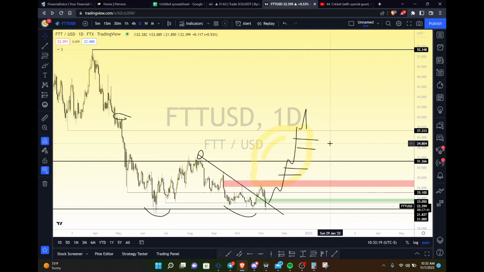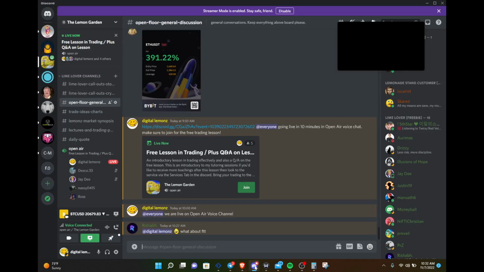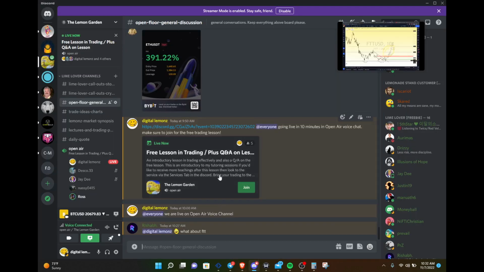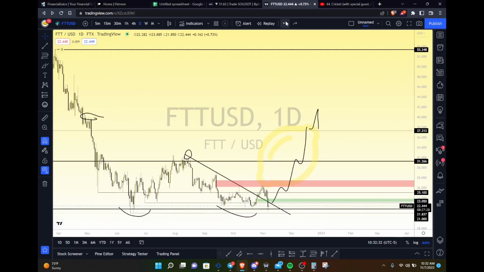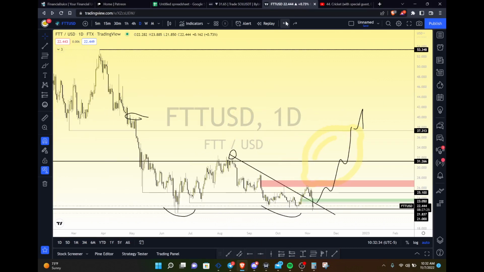But hey, Lemons. Yeah, go ahead. When you're finding these liquidity gaps, I've grown a keen eye to seeing them, but now I see so many of them. How do you assign a significance to them?